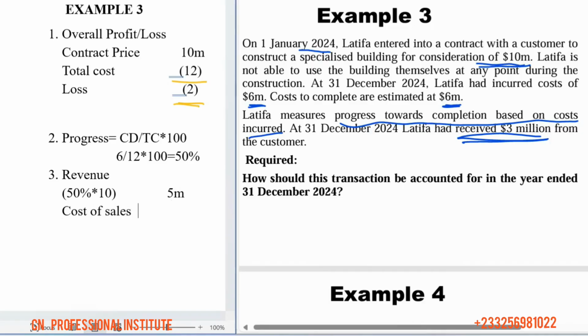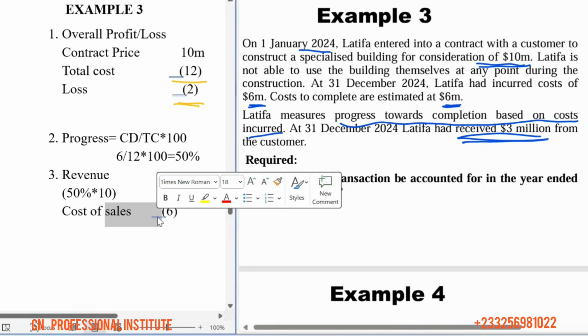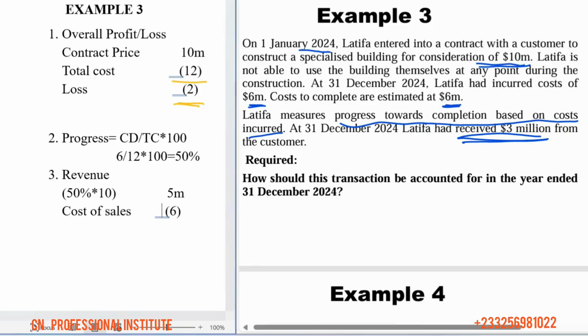And then we go to cost of sales. We said with the cost of sales, we just pick the cost to date, which is 6 million. So we pick cost to date, which is 6 million. Now, if you deduct, what do you get? 5 million minus 6 million. We have a loss of 1 million. So we'll be recording 1 million in our books. But see, I said this is an onerous contract.